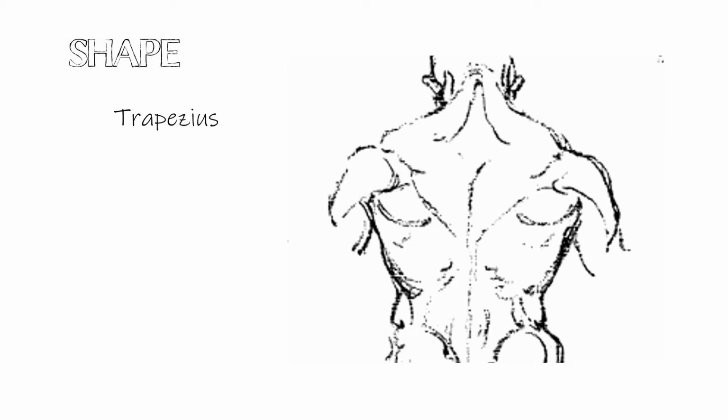And it gets its name based on its shape. And you may be able to guess that it's based on a trapezoid, right? So the trapezius muscle has a very trapezoidal shape to it. So the trapezius gets its name from the fact that it's shaped like a trapezoid.